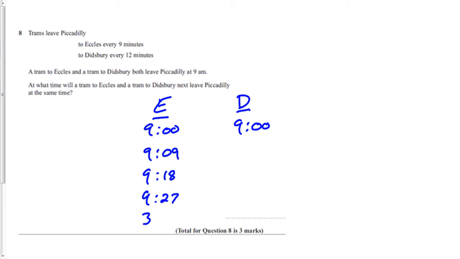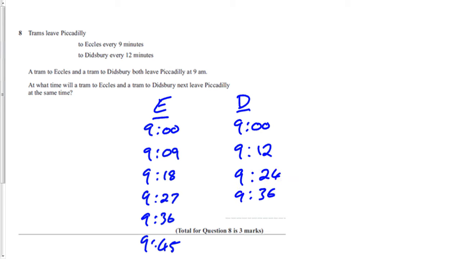9:27, 9:36, 9:45. I'm then going to do the same for the Didsbury one. So we're going to leave at 9, 9:12, 9:24, 9:36, 9:48. But then what you do is you have a look at both of the lists and see which one appears in both.